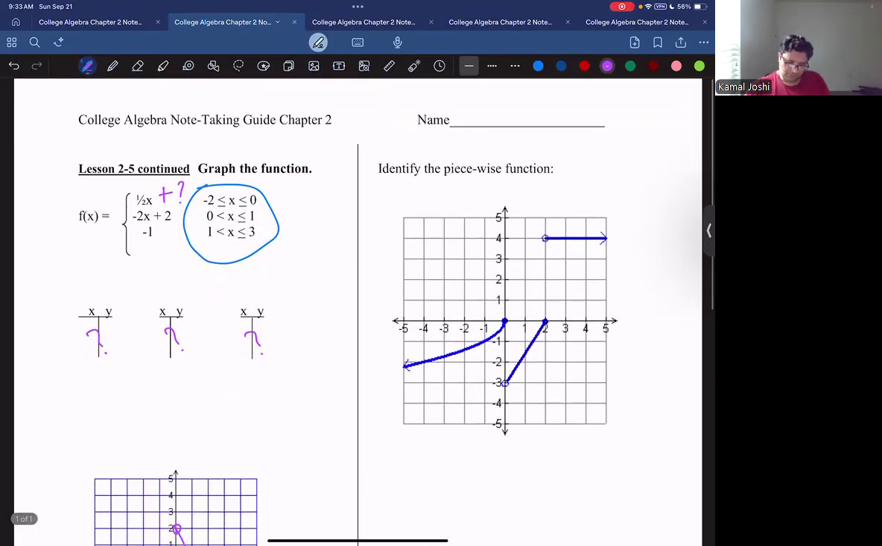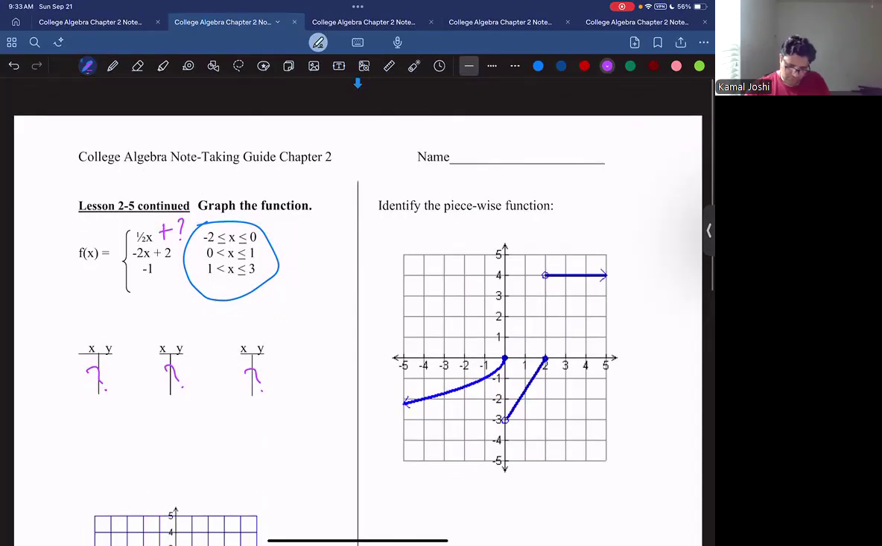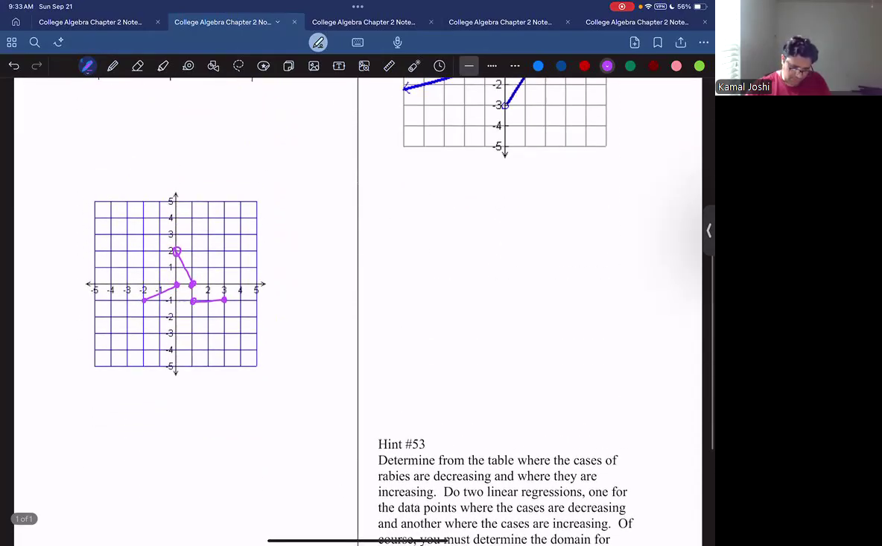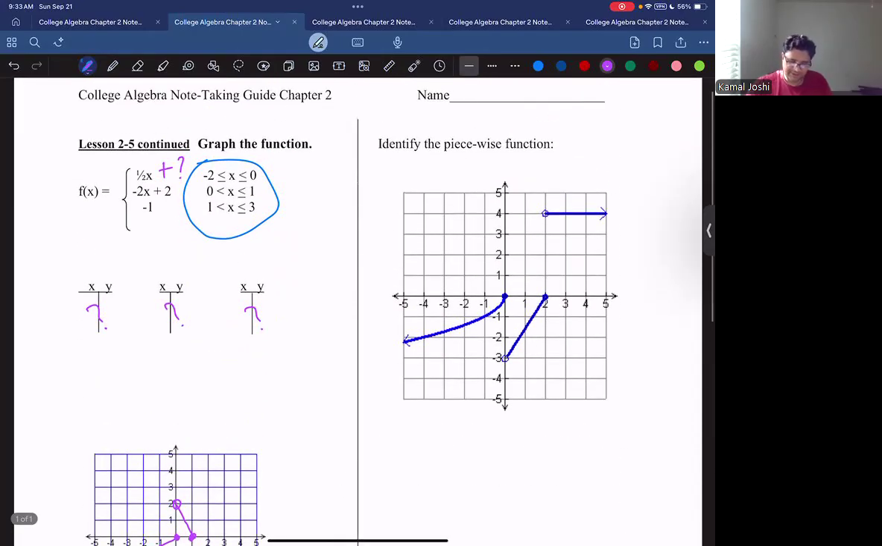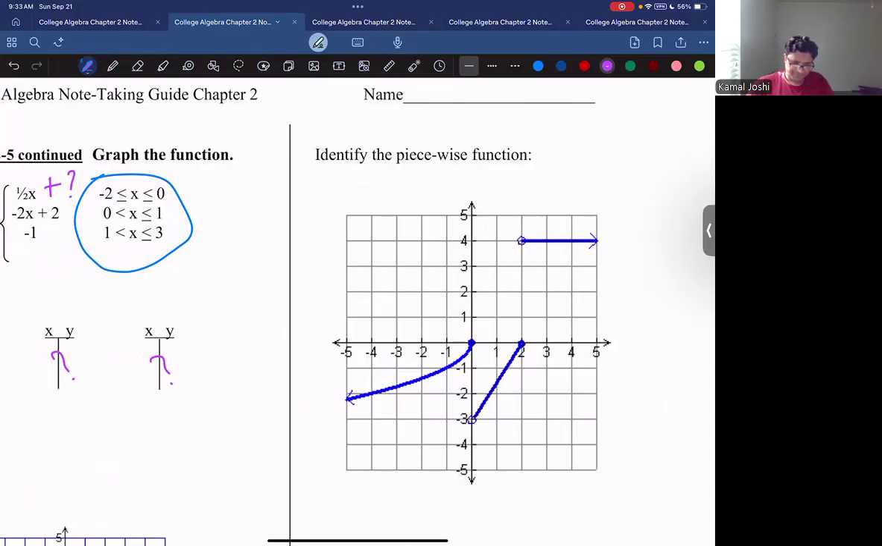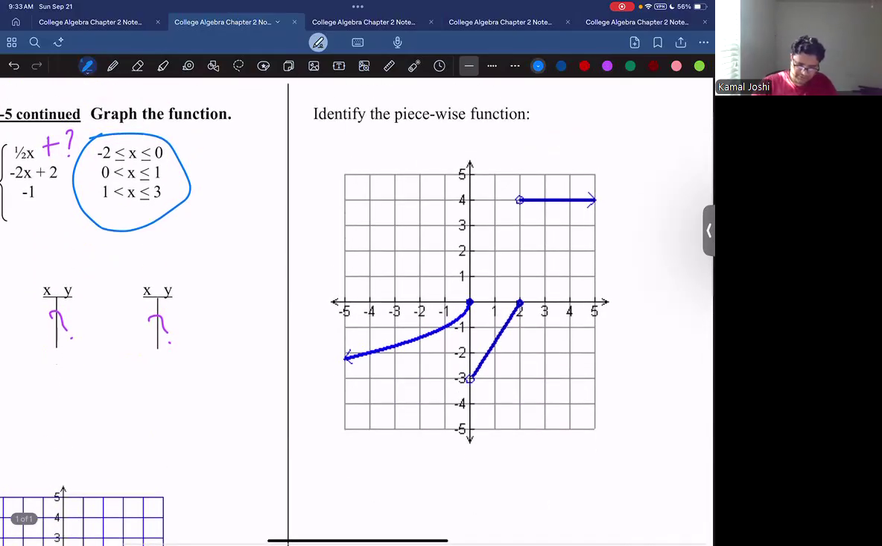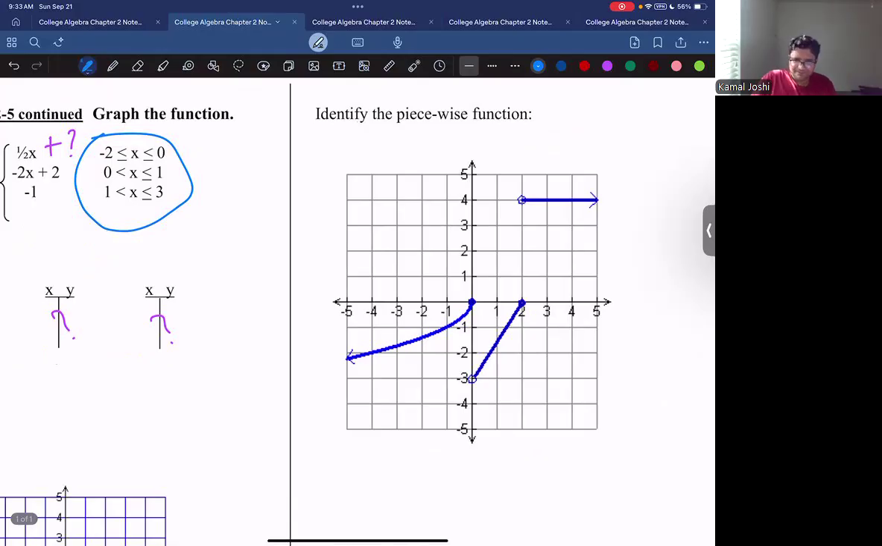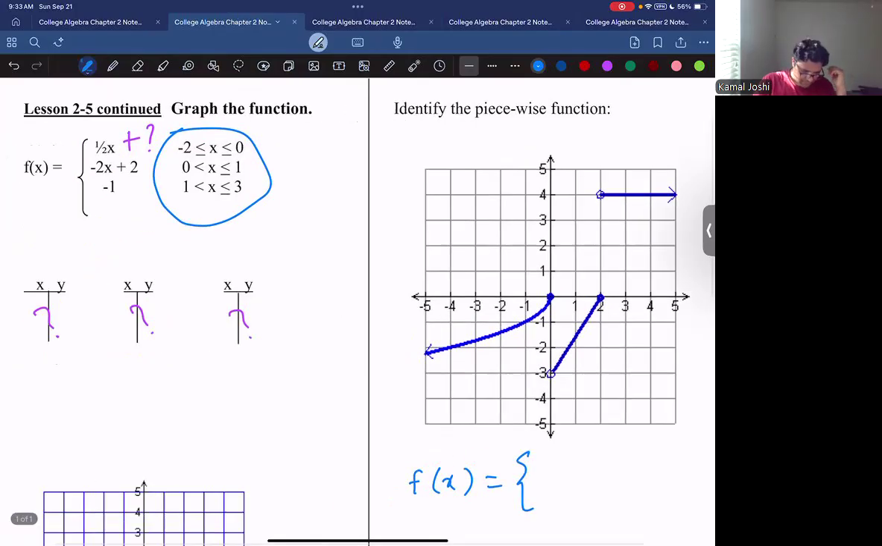Okay, I have a few more minutes, so let's try to do one more problem. There's only one problem on the right side here. Identify the piecewise function. When they say identify, basically they're asking you to write the equation. I think we should have enough practice by now, so I'm going to go ahead and write. Please pause the video and do it.